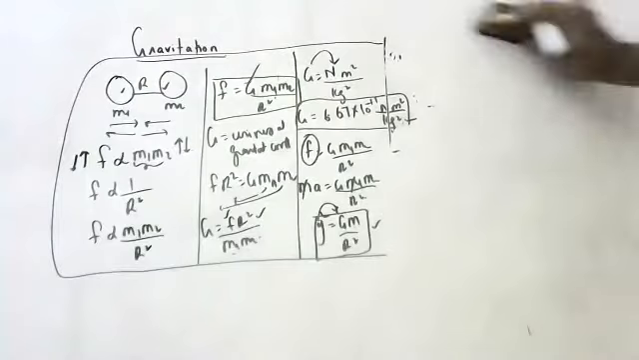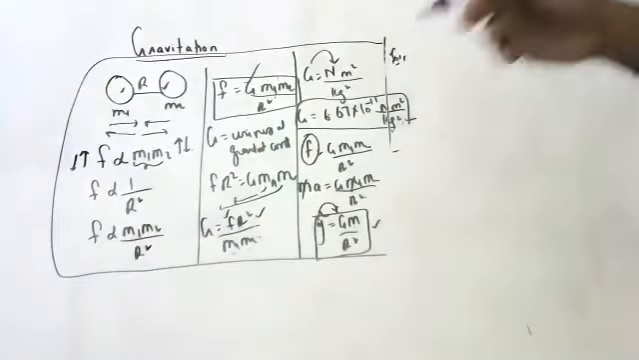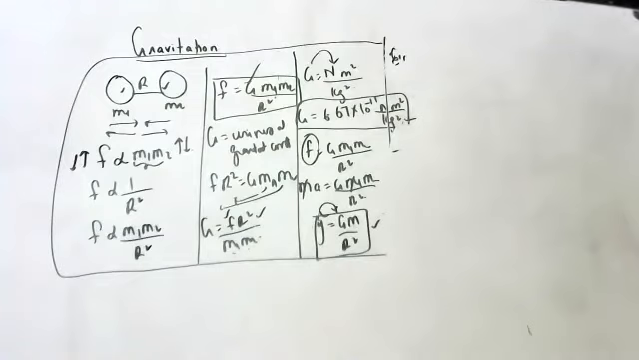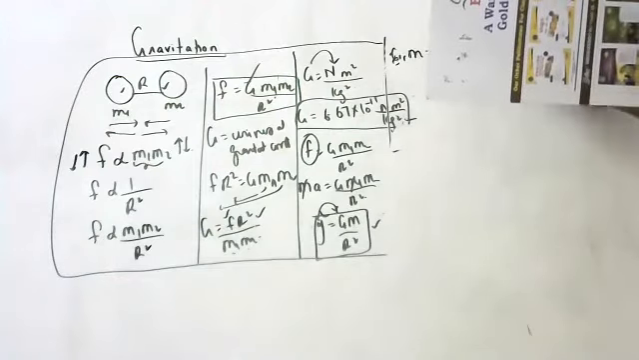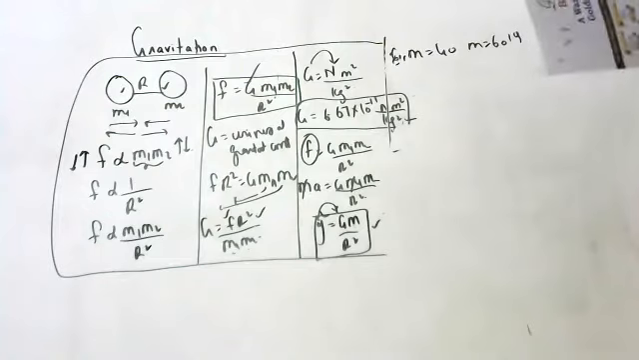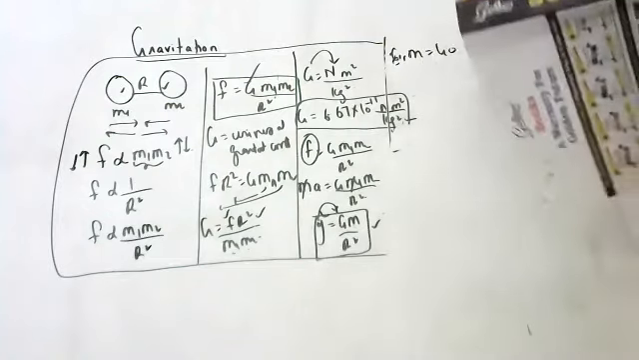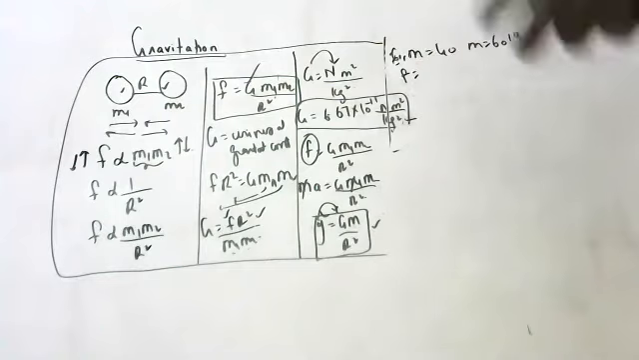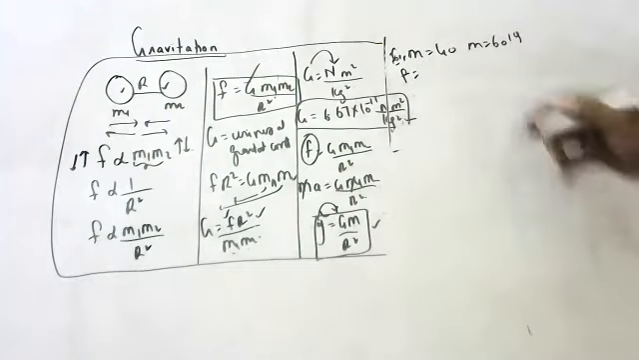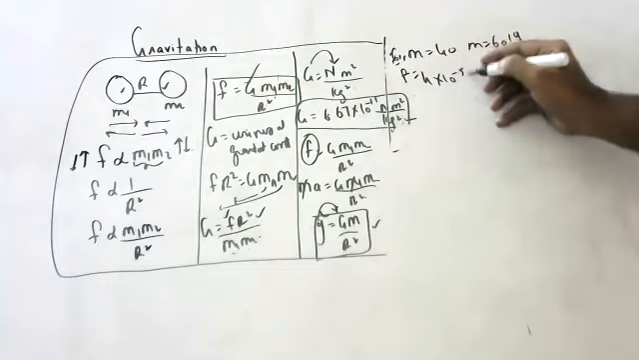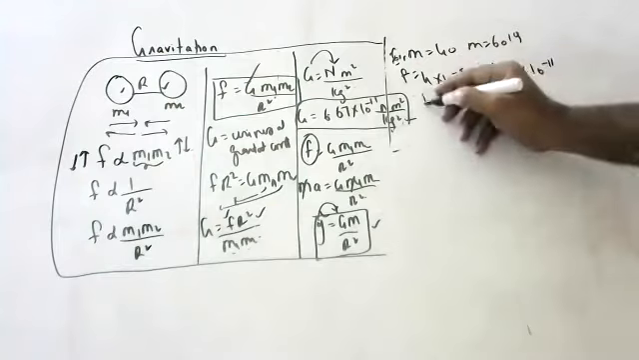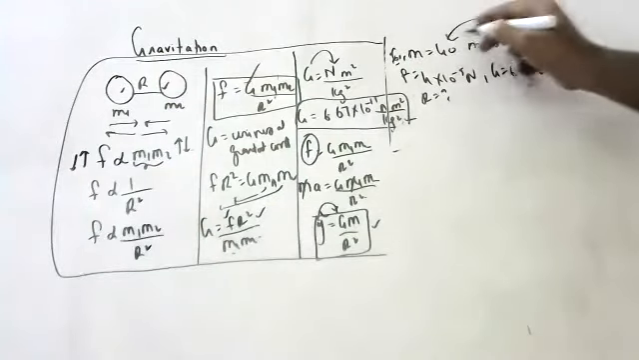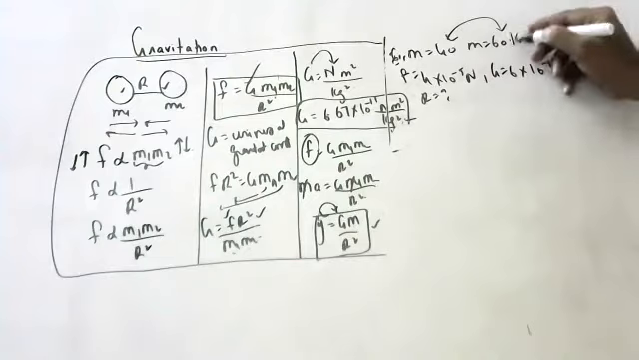Next, fifth sum, children. One more question, sixth question. A sphere of mass 40 kg and another one of 60 kg are attracted with the force of 4 into 10 to the power of minus 5 Newton. G, take 6 into 10 to the power of minus 11. Find the distance between these two bodies.